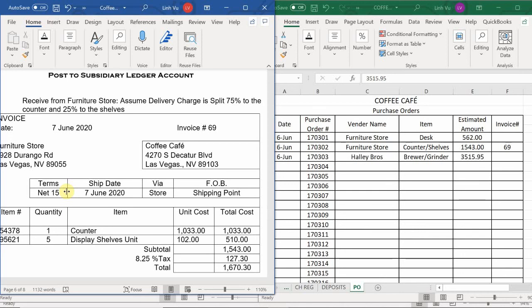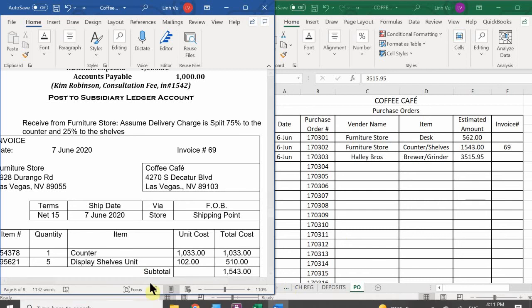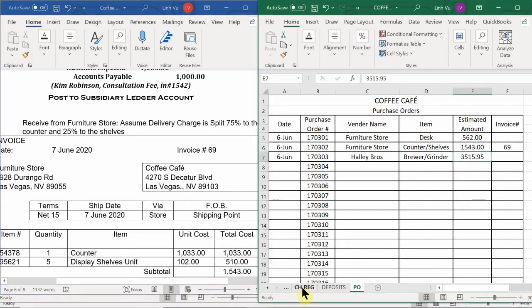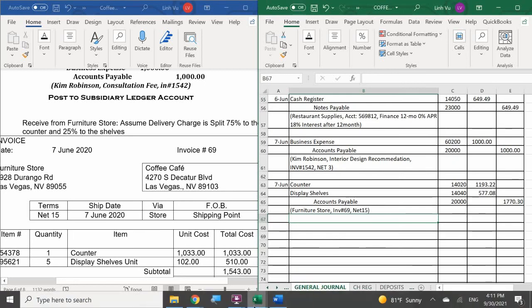In this case, I'm not buying inventory. I'm just buying regular items, regular fixed assets, and I'm putting it into my fixed assets instead of my inventory. So in this case, we recognize that was invoice number 69. We did receive what we ordered. So let's go back to the journal so we know exactly how much to put in the ledger. Go to the ledger.